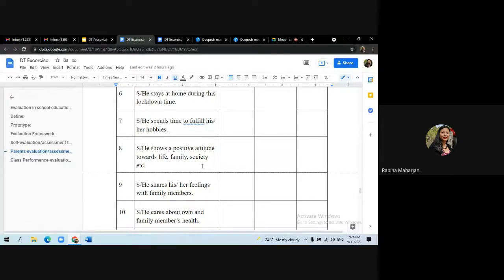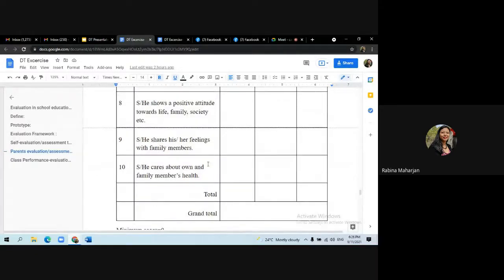Fulfilling hobbies is also one of the very important aspects of child development. That's why this is also one of the criteria that we have taken care of while making this assessment tool. Similarly, he or she shows the positive attitude towards life, family, and society. The positivity is the key of success in life. So we have to instill this attitude from the childhood. That's why this can be one of the criteria in evaluating the behavior aspect of the students, and so on.